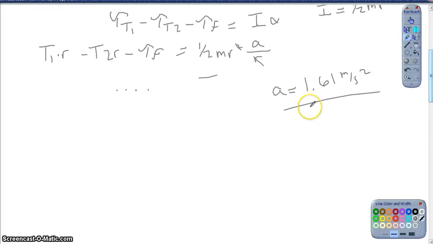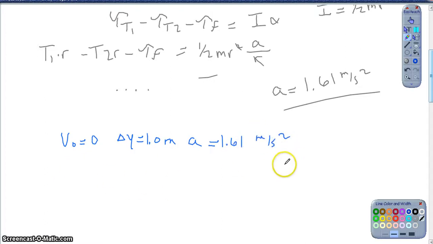But anyway, now that I have the linear acceleration, I can just do good old kinematics to find my time, right? I know the initial velocity would be 0. I know the height. They gave me the height, my change in y, if you will, is 1.0 meters. And then I now know my linear acceleration is 1.61 meters per second squared. So since I have three pieces of information, finding the time is not much of an issue, right? Delta x equals v0 t plus 1/2 a t squared.